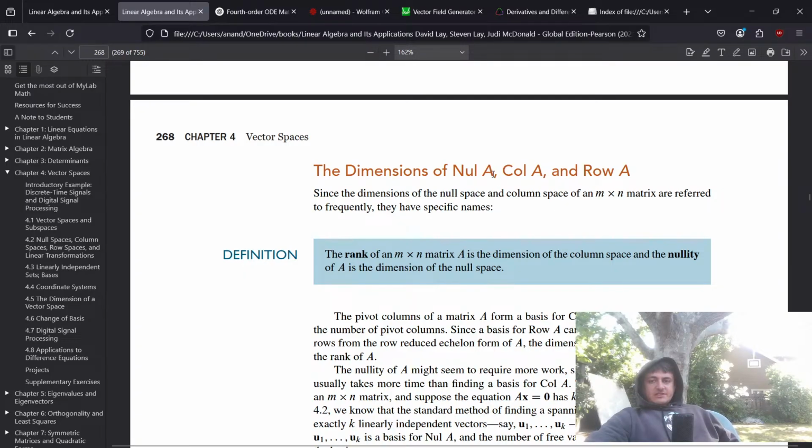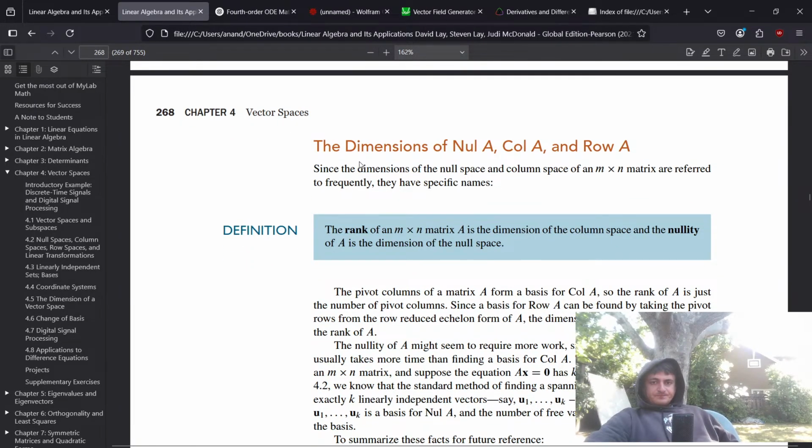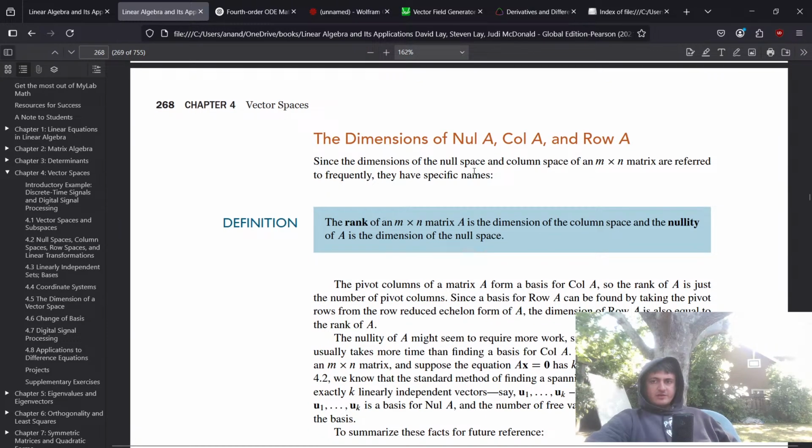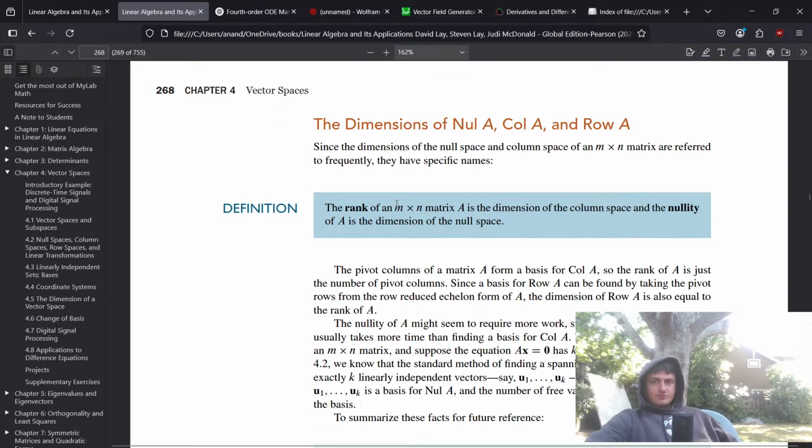Dimensions of null space, column space, and row space. Since the dimensions of the null space and the column space of an m by n matrix are referred to frequently, they have specific names. The rank of an m by n matrix is the dimension of the column space, and the nullity is the dimension of the null space.